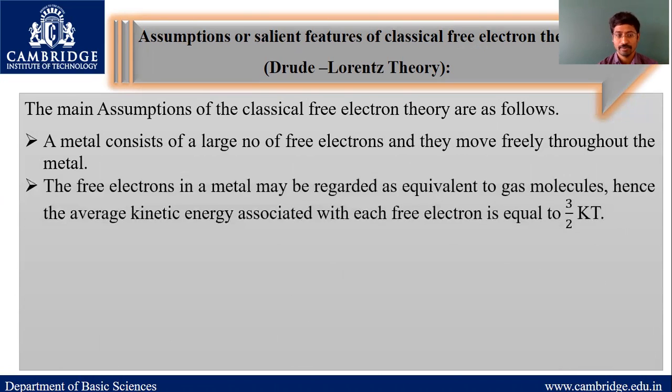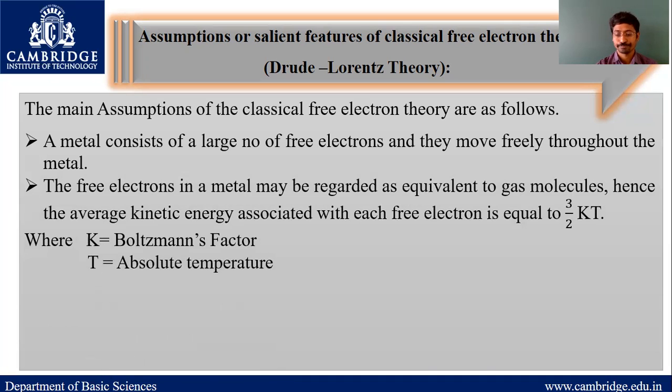Next, the second assumption: the free electrons in a metal may be equivalent to gas molecules, and the kinetic energy of the gas molecule equals 3/2 kT. Normally, a gas molecule moves freely anywhere. Inside the metal, that is, in the classroom, the free electrons, the students, can travel freely. The kinetic energy of the gas molecule here is 3/2 kT, where k is Boltzmann's constant and T is the absolute temperature.